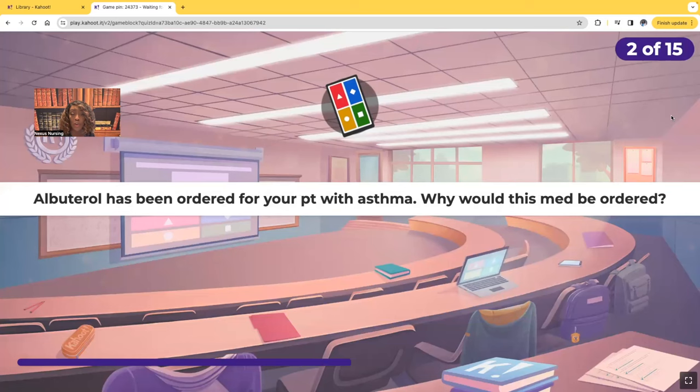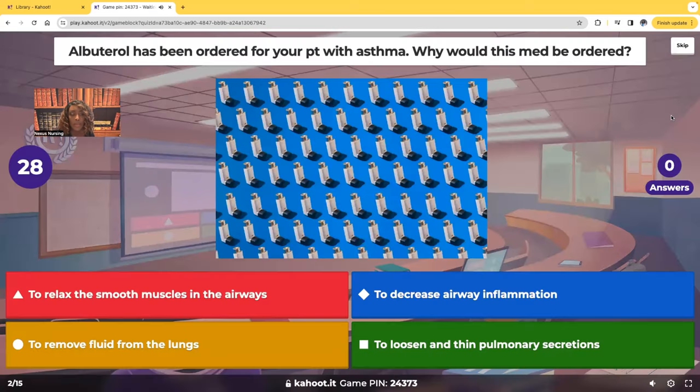Albuterol has been ordered for your patient that has asthma. Why would this medication be ordered? Is it to relax the smooth muscles of the airways? Is it to decrease airway inflammation? Is it to remove fluids from the lungs? Or is it to loosen and thin pulmonary secretions? Why do you think this patient is getting albuterol?